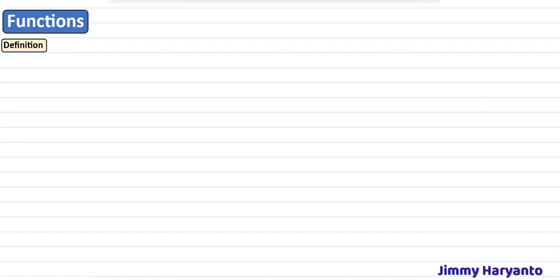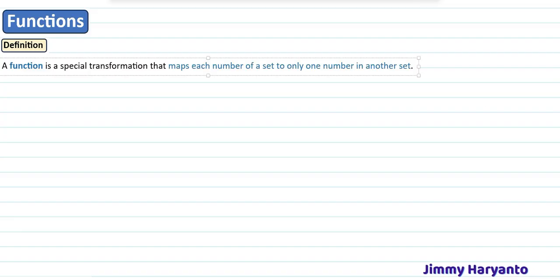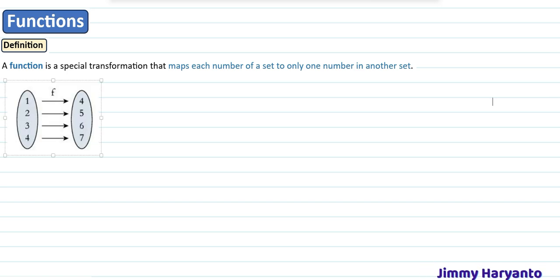First, we will learn the definition of a function itself. A function is a special transformation that maps each number of a set to only one number in another set. Let's say it will map some value of x, and for each value of x, there will be only one number of y, or we can say that it only has one result of value y. This is an example of a function, the visualization of functions.